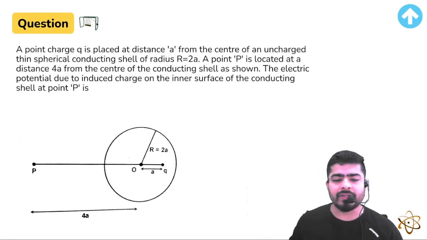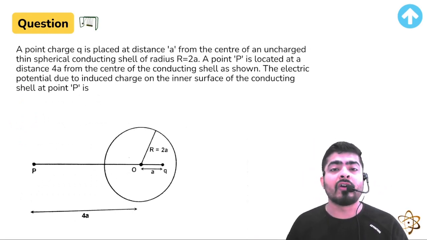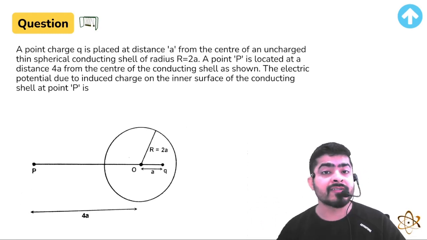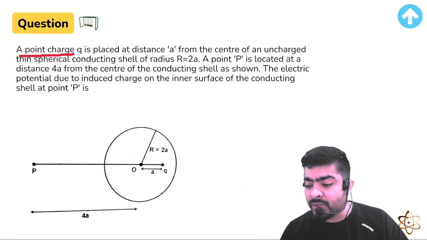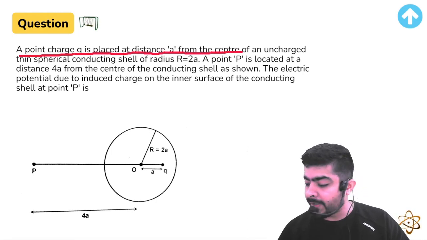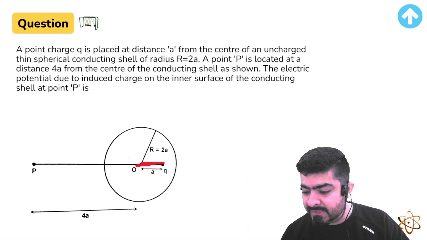Let's move on to the next question. This question is slightly different. This is not based on cavity or radius, but on potential of a conductor, and it's very important. A point charge Q is placed at a distance A from the center. So this is the point charge Q, and it is placed at a distance A.